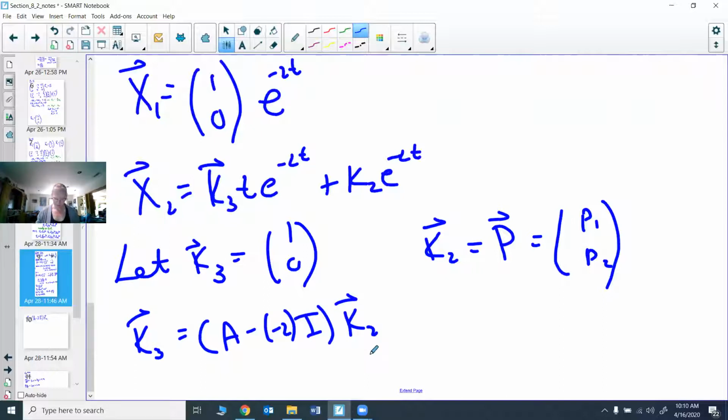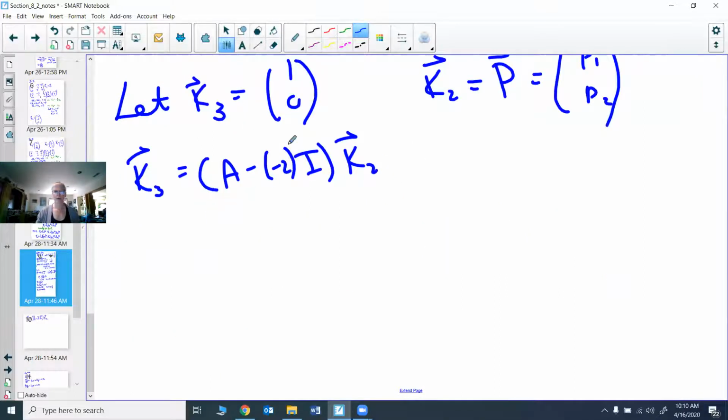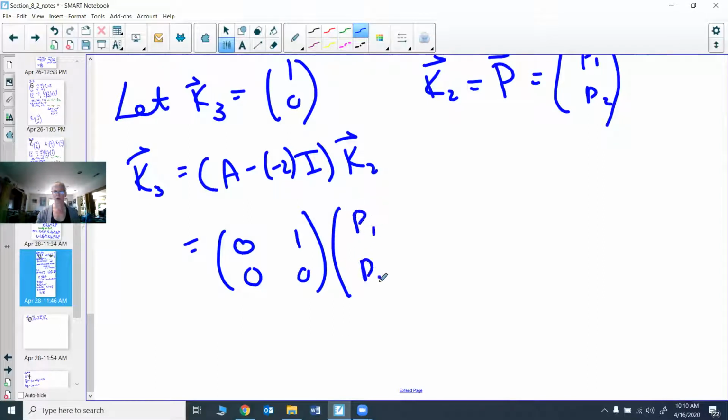So that's actually how it all fits into play and where it all comes from. And what we have to do is figure out how to get this to work. So we already know what A minus lambda I is. That was the matrix, sorry, 0, 1, 0, 0. K2 we just called P1, P2, just to give us more letters to work with. And K3 we've defined to be the matrix 0, 1.